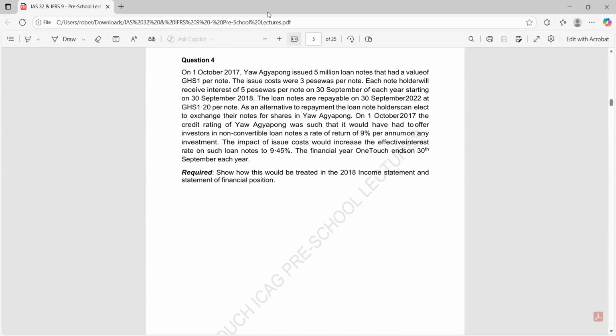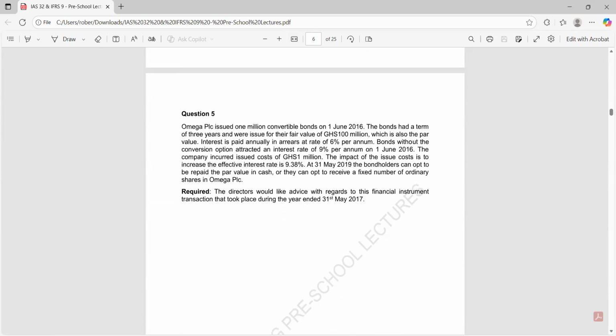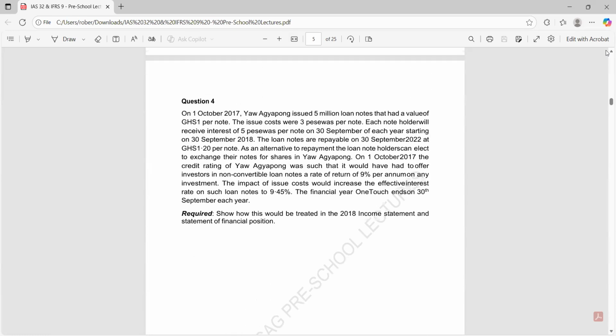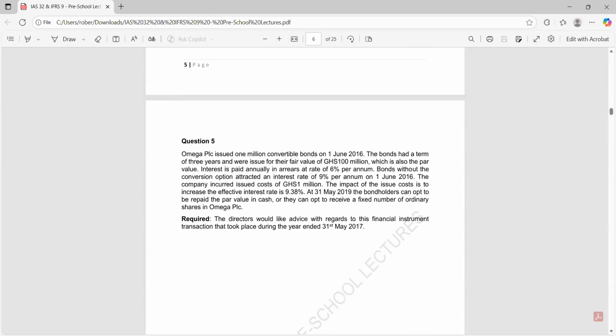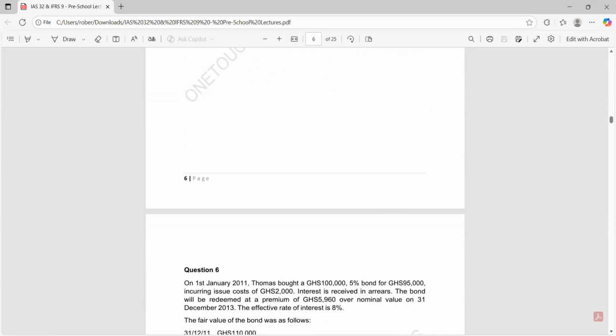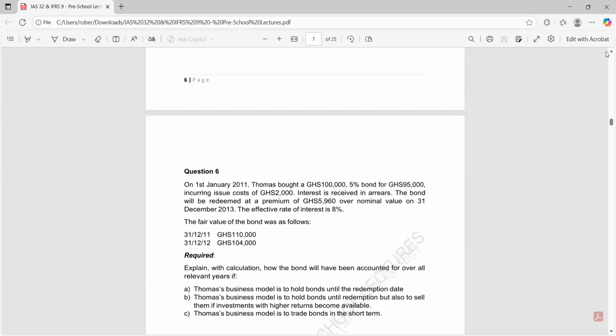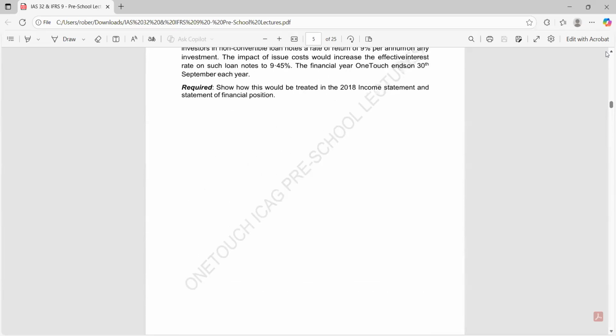So question four, Yao Ejapon. Yao Ejapon has issue costs. And then question five is Omega. They are very similar. So let's go through them. Each question will take us some time because of the way it is. I'll take my time as well. So let's take question four and then question five. Let me go ahead and insert question four.